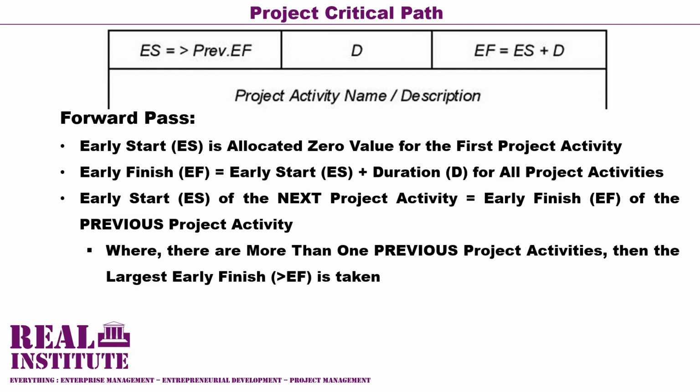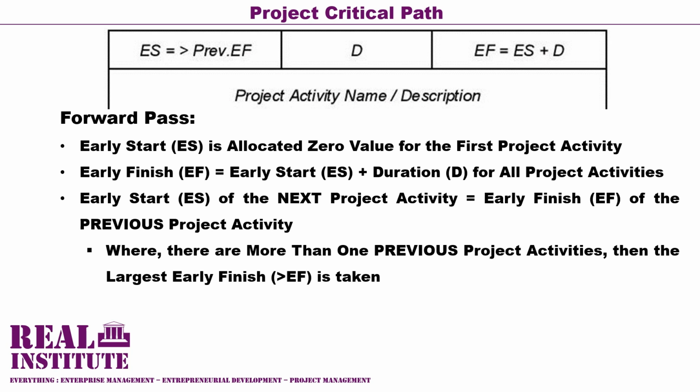Now, using the forward pass analysis, as you'd recall, we said that early start refers to the earliest time on which a project activity can start. The first rule or the first principle of the forward pass analysis is that the early start of the first project activity in a project network diagram is allocated a value of 0. This is only for the first activity.